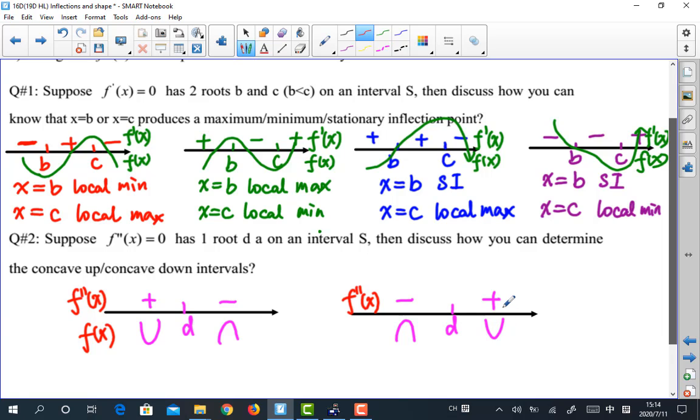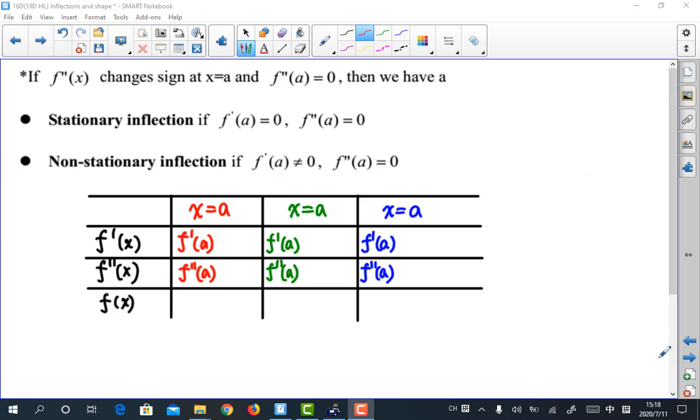The same principle can be applied to more than one root case. Anyway, for different types of points, stationary inflection point, non-stationary inflection point, local maximum point, local minimum point, you need to have a very clear idea about when you can have x equals a as a stationary inflection, when you can have x equals a as a local maximum point or local minimum point, when you can have x equals a as a non-stationary inflection.